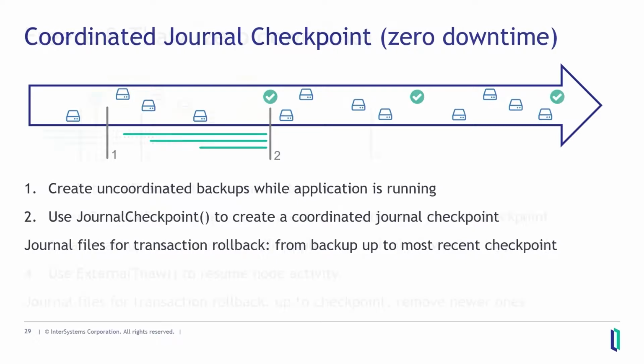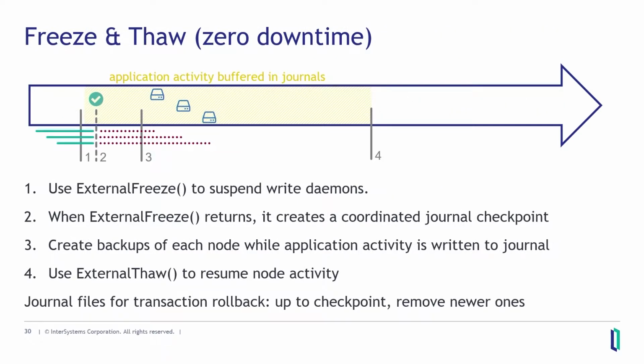And then the third scenario is a little bit in between. The freeze and thaw scenario is where you freeze your system, at which moment your write daemons will stop functioning. Well, intentionally will stop, but your application can continue to work because your application will just write to journal files. In the meantime, we've also created the coordinated journal checkpoint, so we know up to what point you need to roll back.